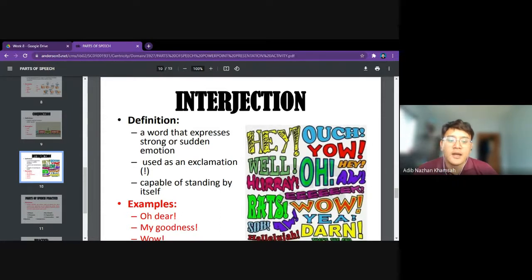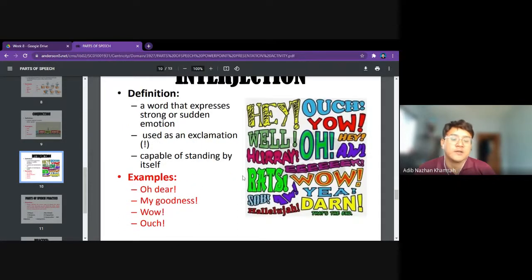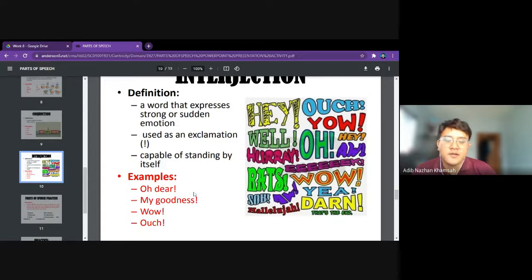Maksudnya kat sini, capable of standing by itself means dia hanya berdiri sendiri saja satu ayat tu. Hey, and then another sentence. So dia tak perlu tambung ayat panjang. So it's capable of standing by itself. Interjection. Okay, the examples given here are: oh dear, oh my goodness, wow, ouch. Nampak tak kat sini dia ada tanda seru. So all of these are considered as interjection.